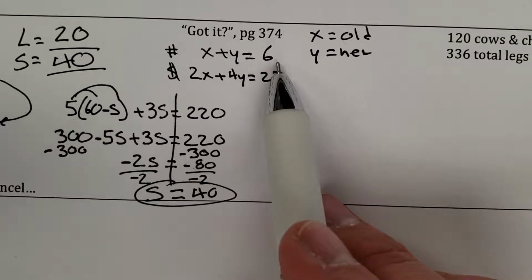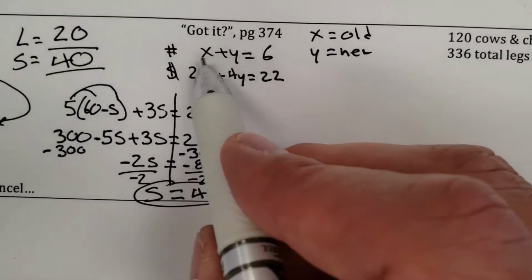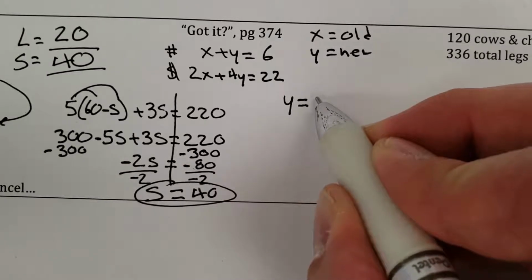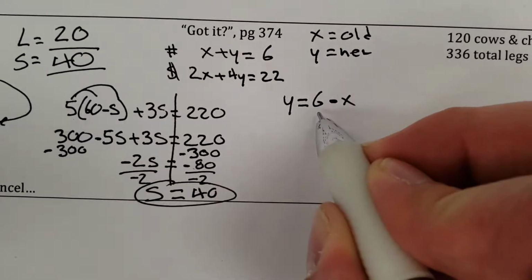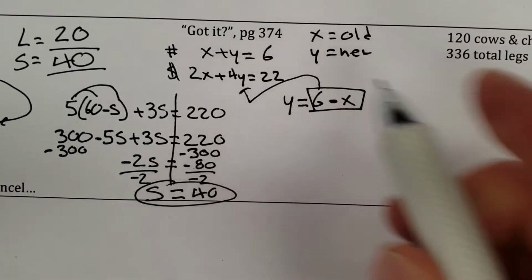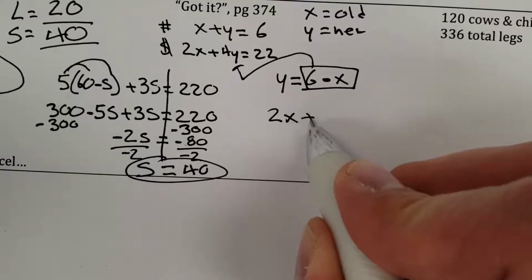New plus old is 6 total games. $2 for old, $4 for new equals 22 bucks. Eeny, meeny, miny, mo, doesn't really matter. I'm going to go y equals 6 minus x. So now that y equals 6 minus x, this stuff is going to go in for y. I'll set up the next move, and then from there, I think you all can take it home.